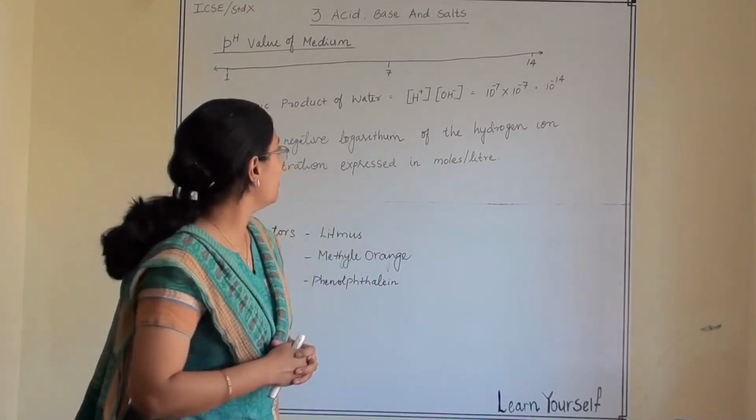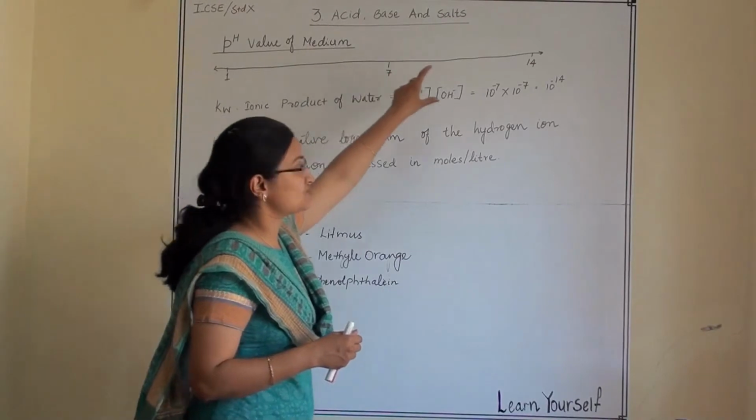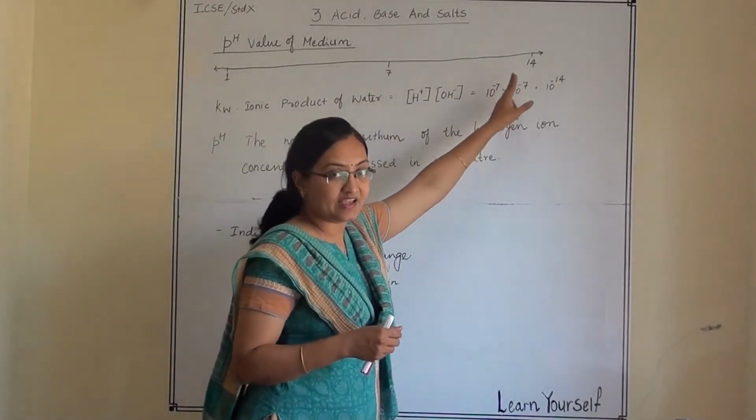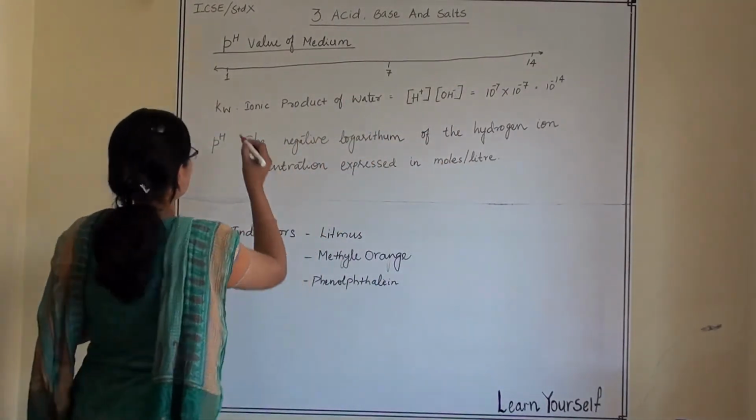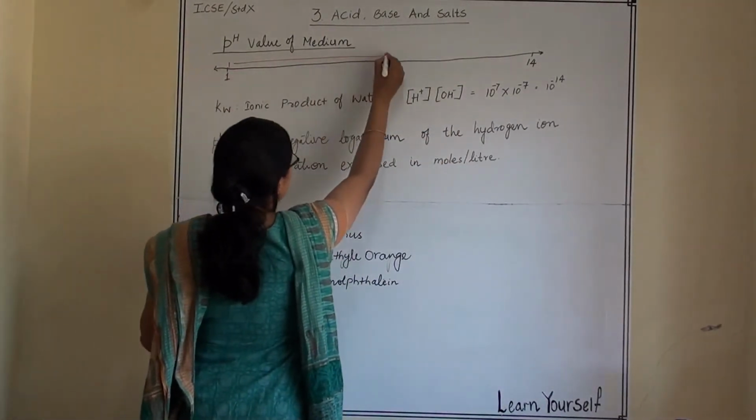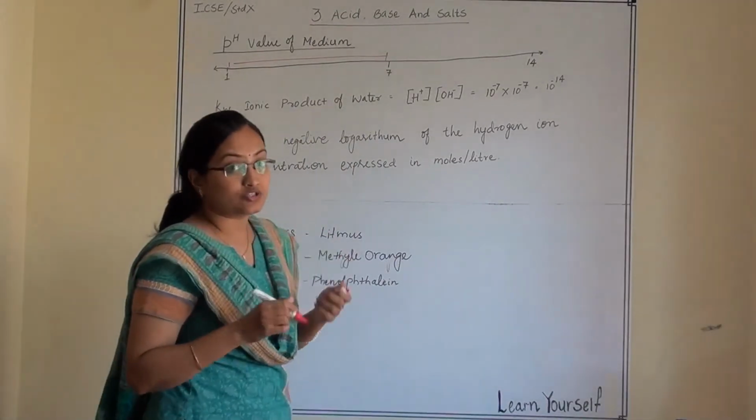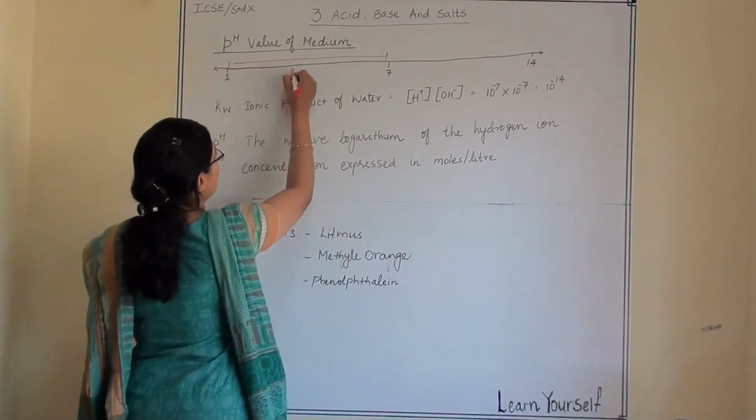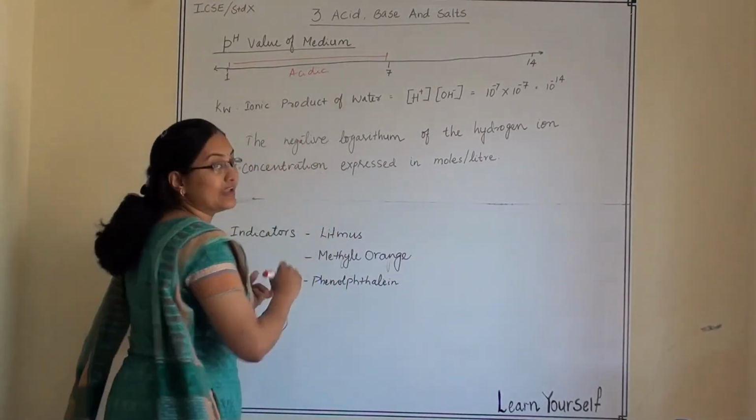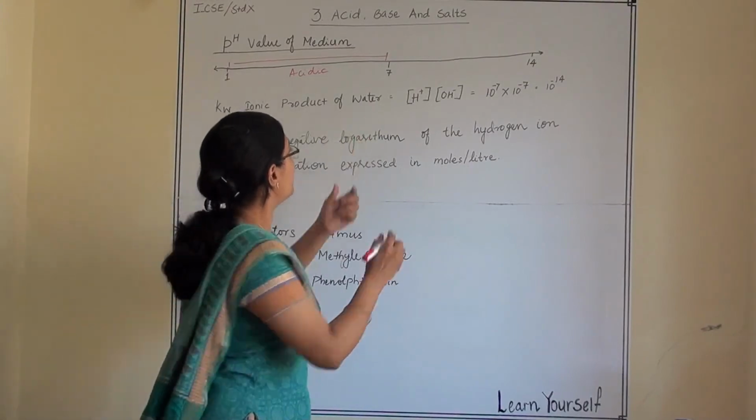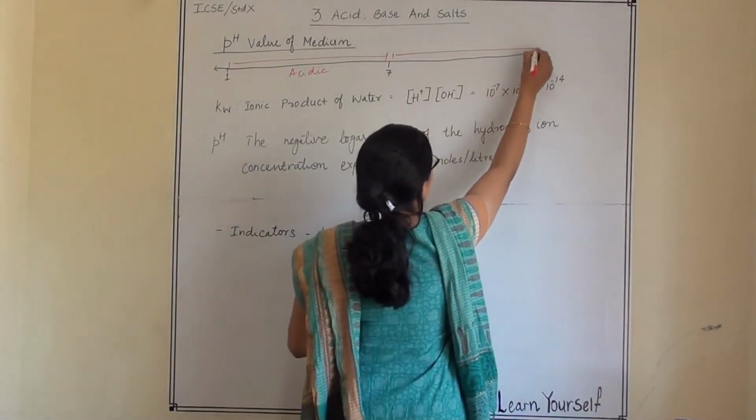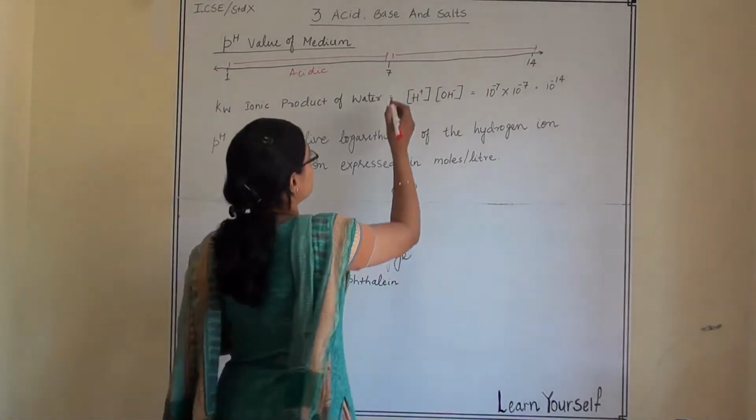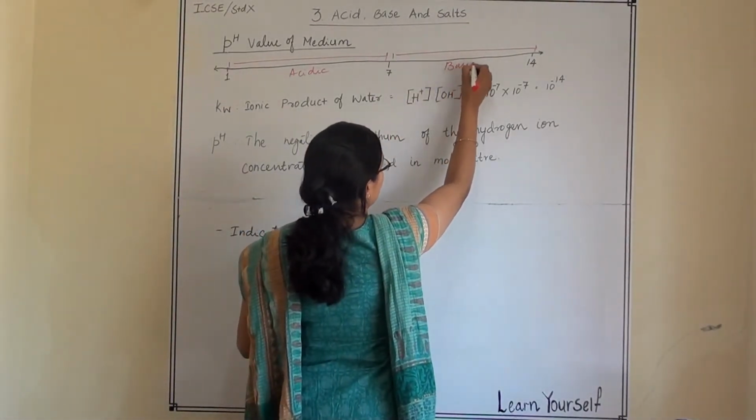Now what is the meaning of that? This is our pH scale. On this, I have marked numbers from 1 to 14. If the solution has a pH between 1 and 7, we term that solution an acidic solution. If pH is above 7 till 14, then we term the solution as basic.